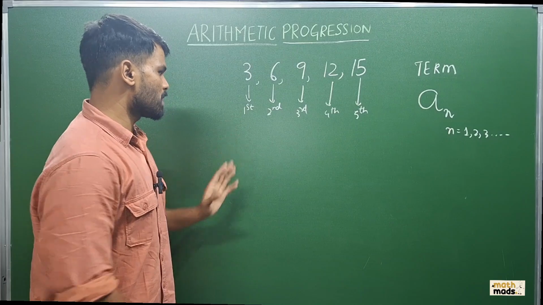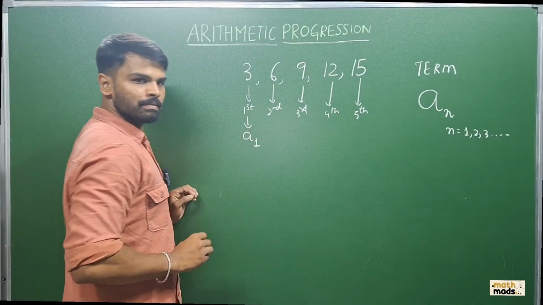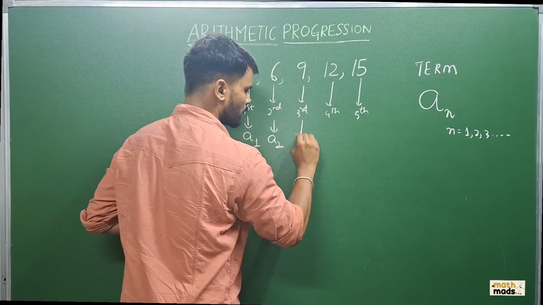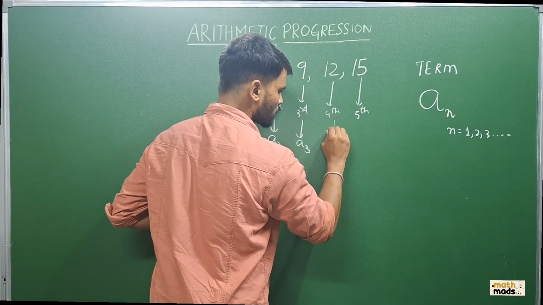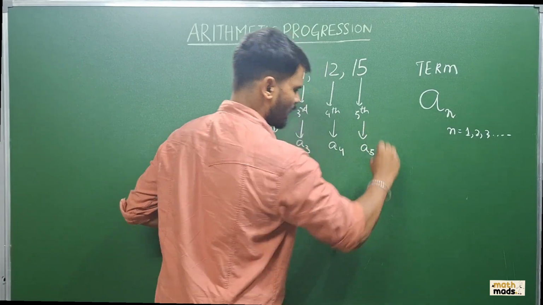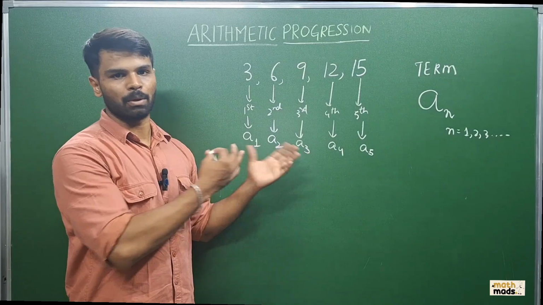Now how do you represent the first term? The first term you can write as a1. The second term as a2. Third term a3. Fourth term a4. Now this is getting much simpler, correct? a5. With this idea, now let's try to define what is arithmetic progression.